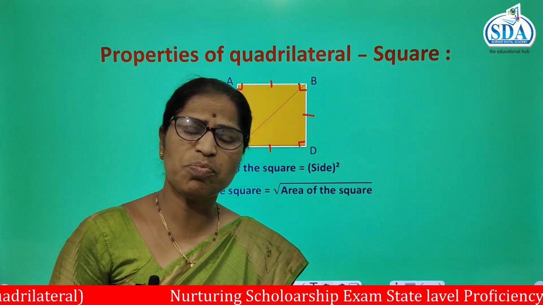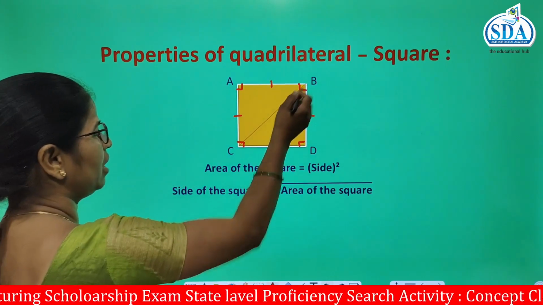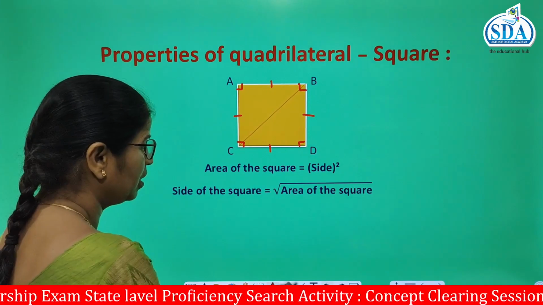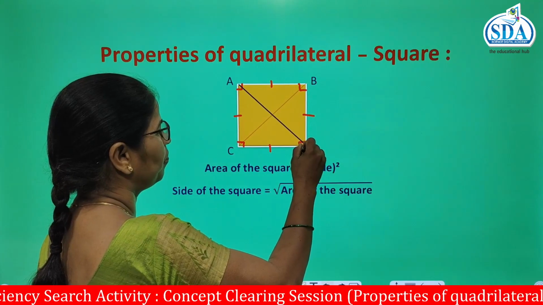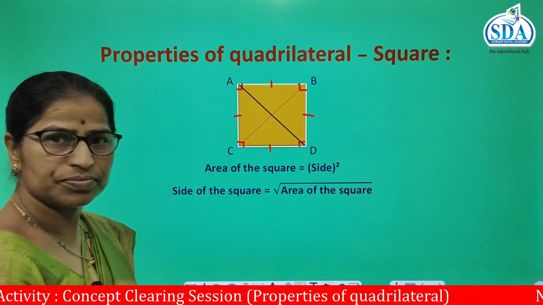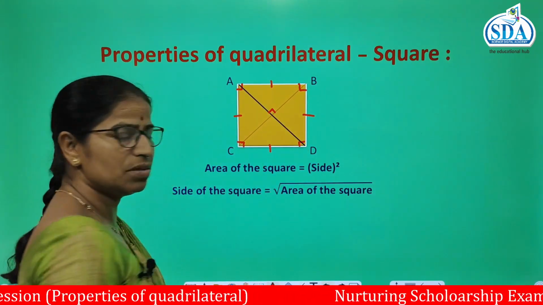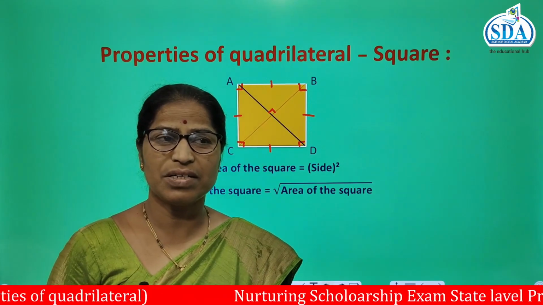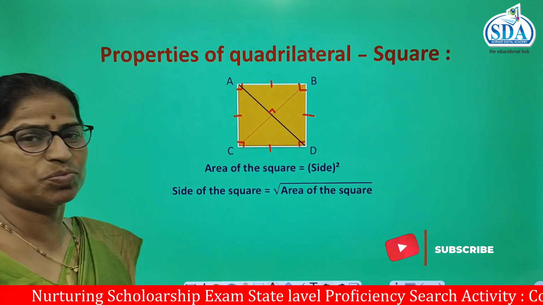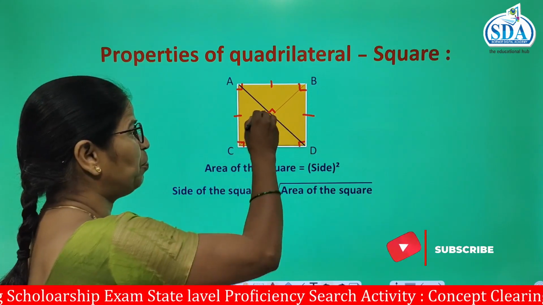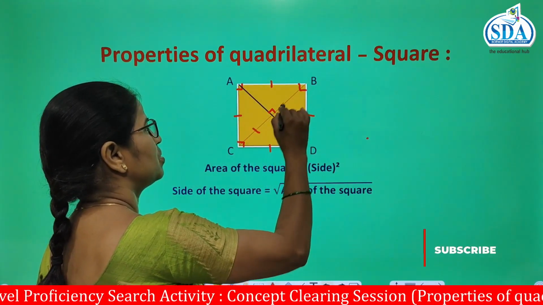And what is the property of diagonals of the square? Here diagonal BD is shown in the figure. Now we can draw the other one, that is diagonal AD. Now observe here. This is the angle with 90 degrees, that means right angle. So these two diagonals of the square are perpendicular to each other and also they bisect each other.